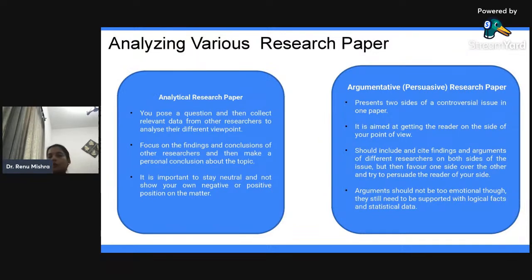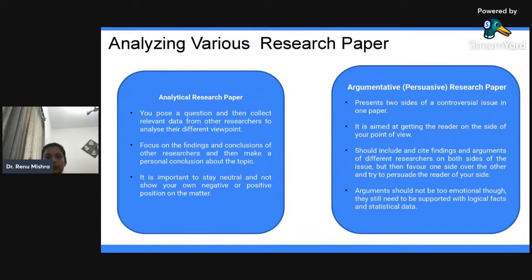Let's say, for example, the topic is customer brand loyalty and after sales services. So how do after sales services impact customer brand loyalty? An analytical research paper on this topic would focus on what other researchers have said about it in the past, what their findings and conclusions were, and then you get into your own interpretation and present it. One thing to take care of is that you cannot be just negative or positive, on either side. You need to be neutral, and then give your own interpretation.